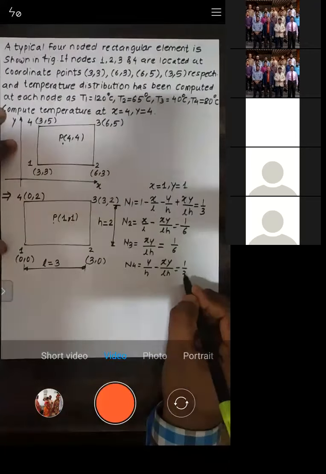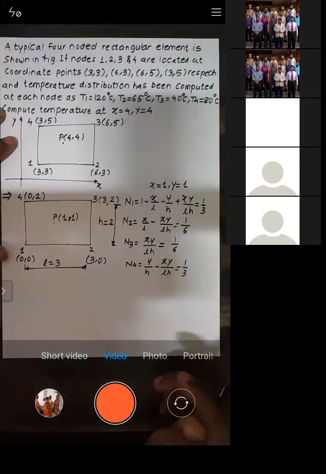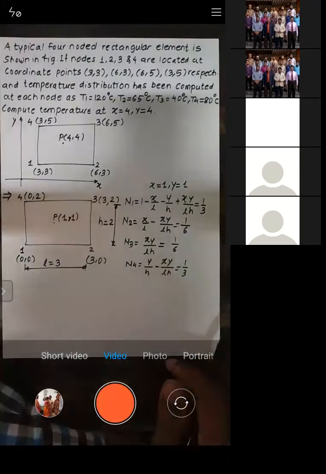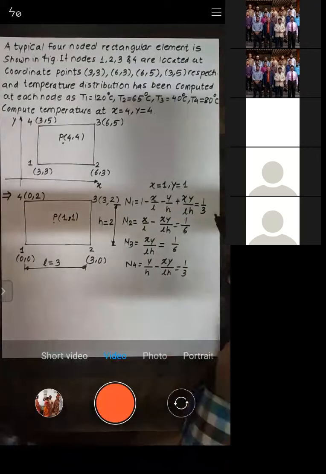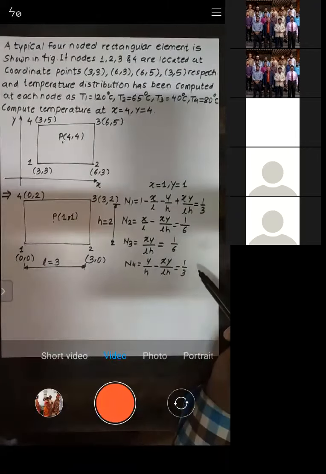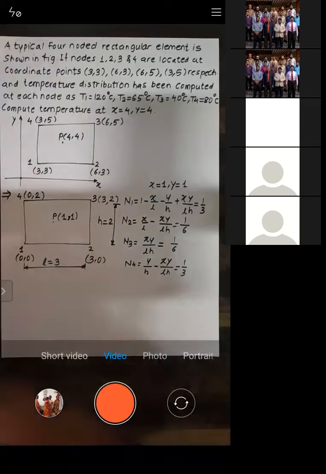Now just add all this: 1 by 3 plus 1 by 6 plus 1 by 6 plus 1 by 3. Just do that and see how much you're getting. Is it coming 1? Addition of all this. Then only we claim that the shape functions are correct. Is it okay? Is it coming 1? Yes, sir. 1 आ रहा है. Right. That means we got the correct values of shape function.